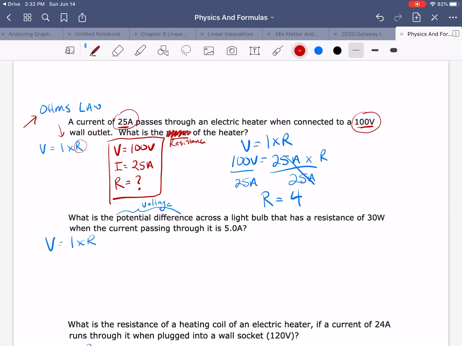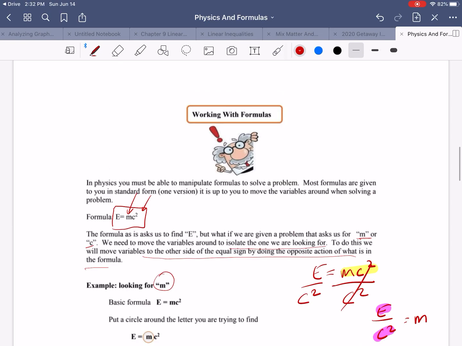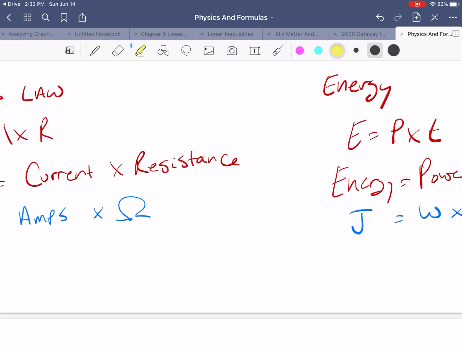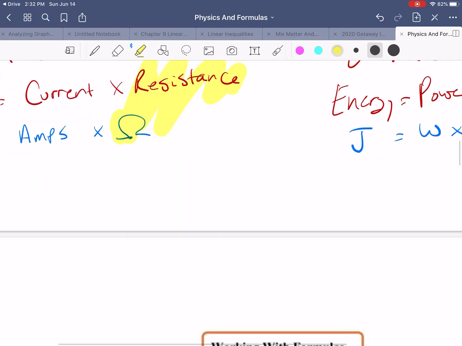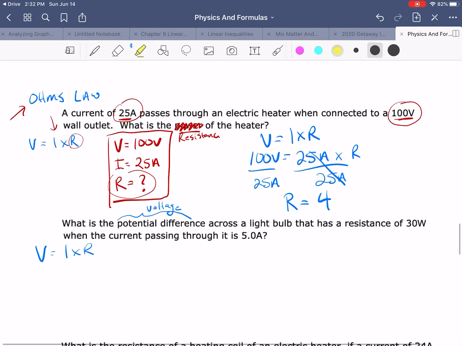But here's the kicker, guys. We've got to write what resistance is measured in. And if I go back up to my notes here, you're going to see that resistance is measured in ohms. So I'm going to have to write this symbol after because science always makes you write the units. So if I go back here, the resistance is 4 ohms.